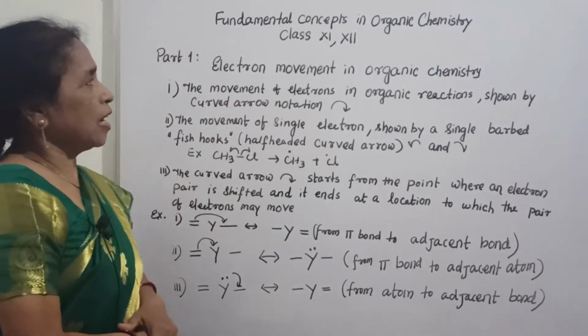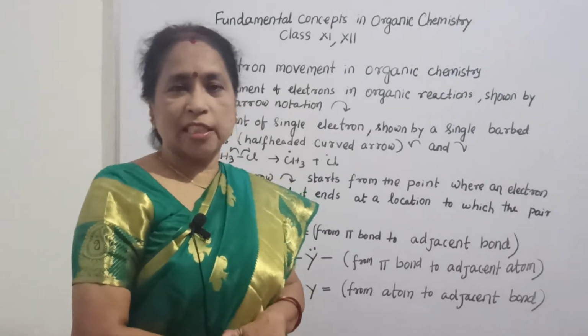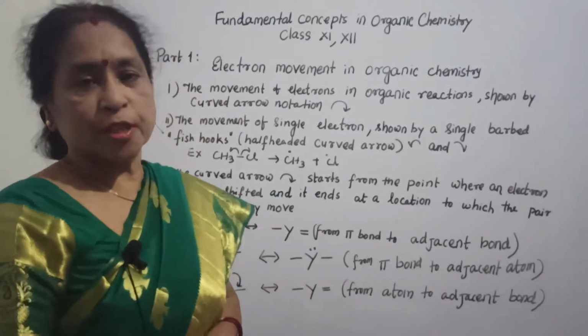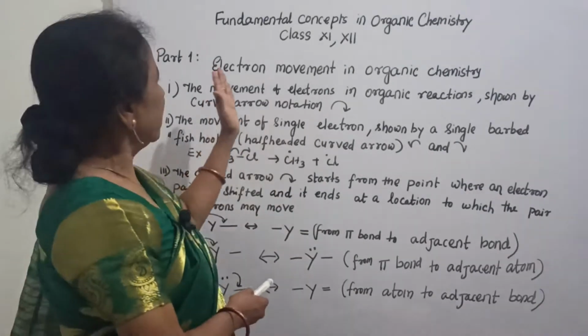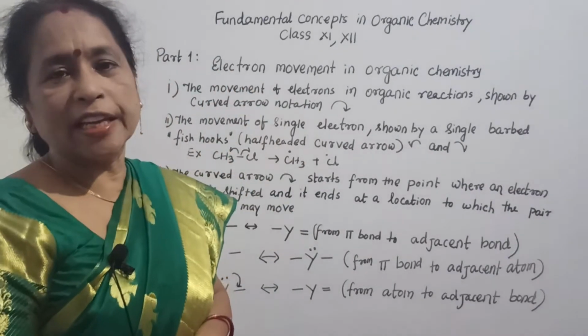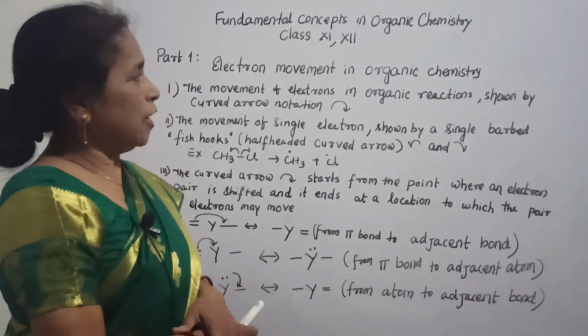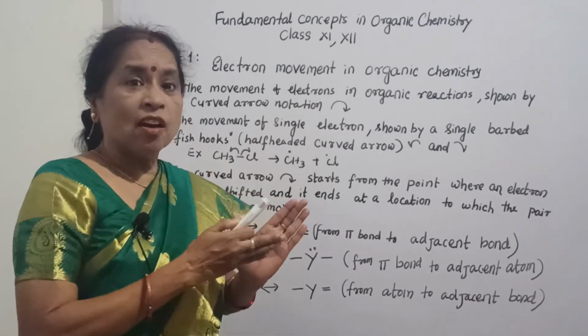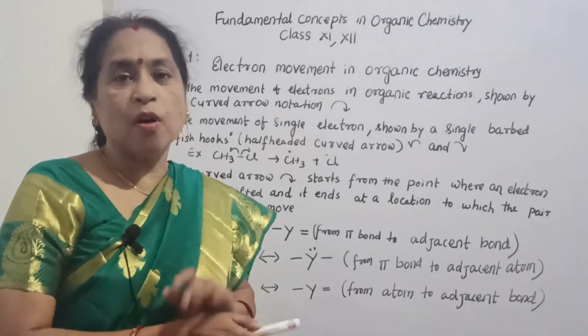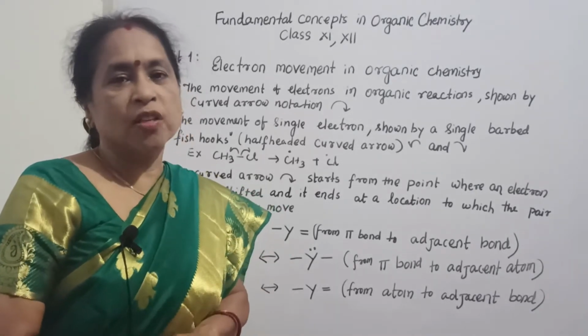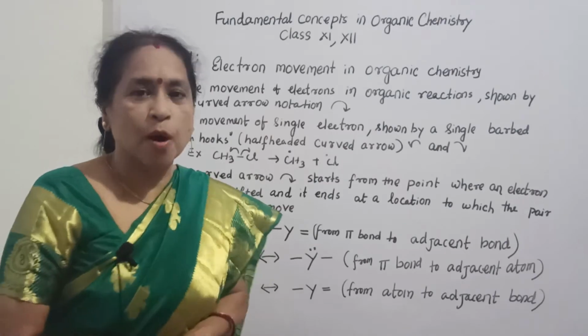Now this is for class 11th and 12th because these are the fundamental concepts you will clear, and this is part 1: electron movement in organic chemistry. The question is, what are the types of electron movements and how are the bonds formed? What are the bonds present in organic compounds?